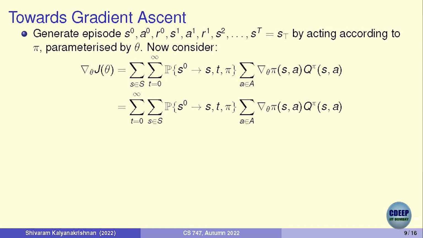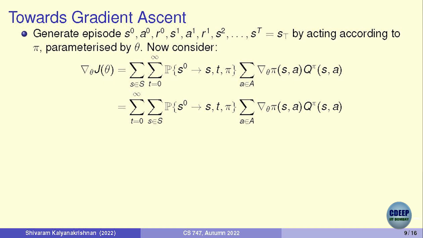This is the probability of being in some particular state at time step t by following pi. This is a probability distribution, right? You'll have to be in some state at time step t. It multiplies some function of state. That function happens to be the sum over a of the gradient of pi of s,a times q pi of s,a, okay? But we have the form that we want.